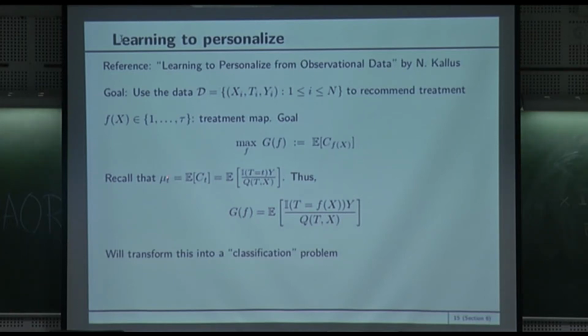So mu t, remember mu t, which is the expected value of ct, can be written as the expected value of the indicator that T equals t, times y, divided by q(t|x). Now if you look at this particular quantity, what has happened is that this function g(f) has been written as the expected value of the indicator function that T is equal to f(x), times y, divided by q(T|x). This is exactly the same statement as this one, except that you have c f(x), and for every value of t you know that this ct is exactly equal to that. So instead of t you put f(x) and you get this outcome.